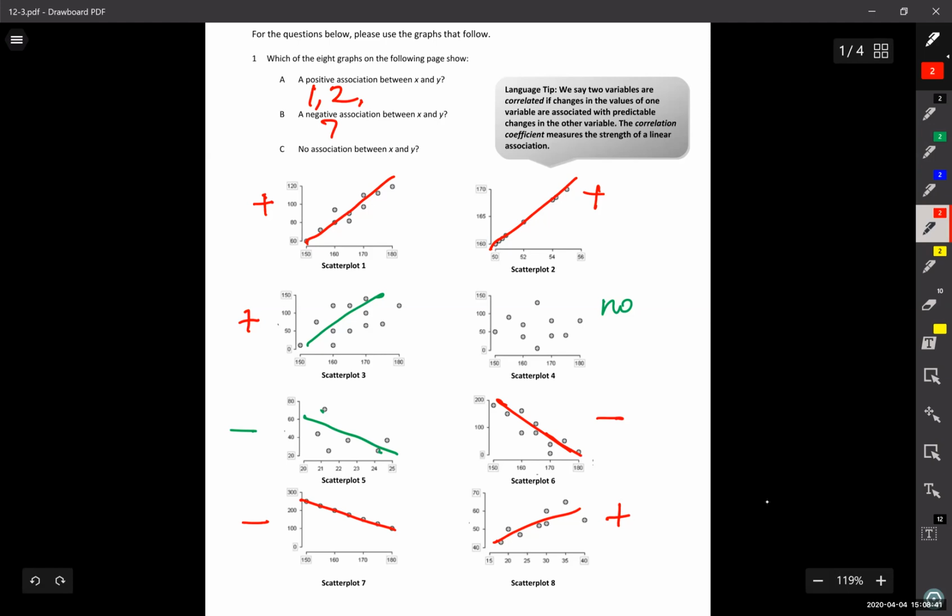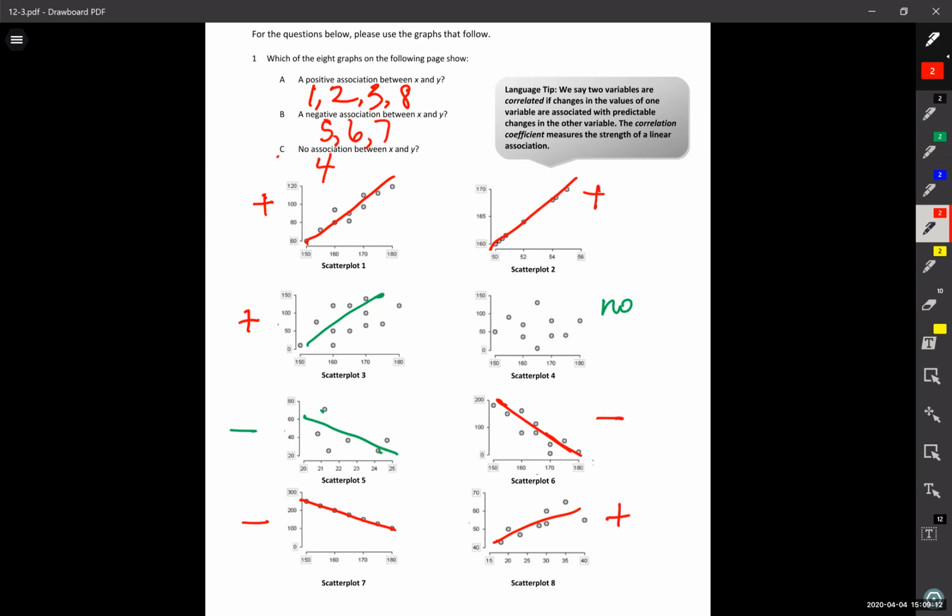So let me fill in that top part. We had 1, 2, 3, and 8 for the final answer. For B, let's see, we had 5, 7, 5, 6, and 7. And then for C, we had number 4. Okay, and again, there's no meaning to the color of the pens. I didn't even realize that I switched colors in the middle, so don't even worry about that.